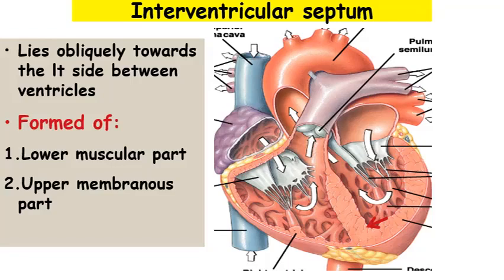Let's take a look over the interventricular septum. This septum, from its name, it's obvious that it lies in between the ventricles. The interventricular septum lies obliquely towards the left side. It is formed of a lower part, which is a muscular part, and an upper membranous part.